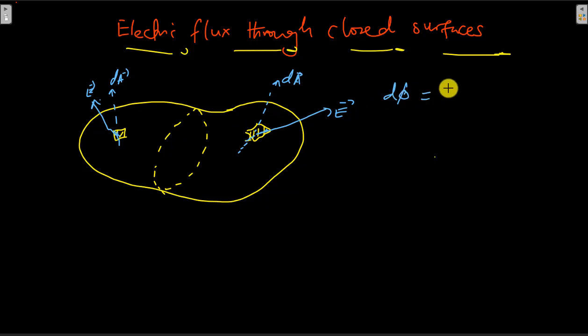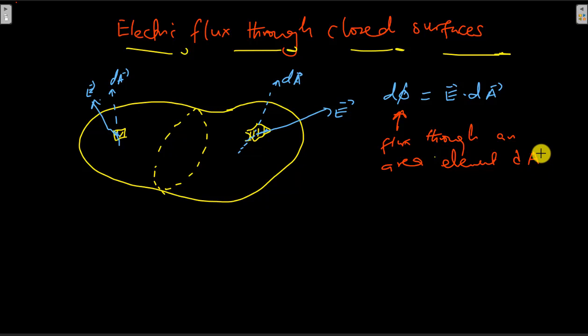Also, there we go. So the electric flux through a small area element dA, let's call that d phi, is given by the electric field dot the area element dA. Now this is only a flux through a small element. This is a flux through an area element dA.